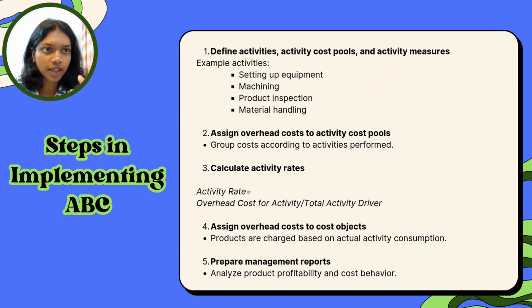The fourth step is to assign overhead costs to cost objects. This is so that products are charged based on actual activity consumption. The fifth step is to prepare management reports. This is so that we can analyze product profitability and cost behavior.